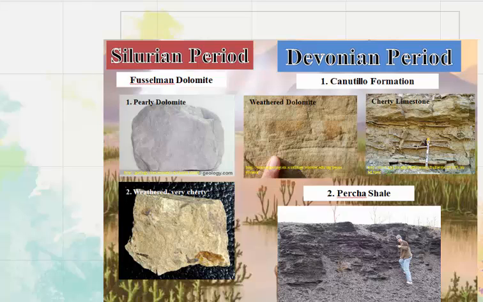The Fusselman dolomite series is overlain by the Devonian formations, which consist of the Canutillo formation, which is made up of dolomite and sturdy limestone, and this is overlain by the Percha shale, which is a shale that is mostly confined to gullies.